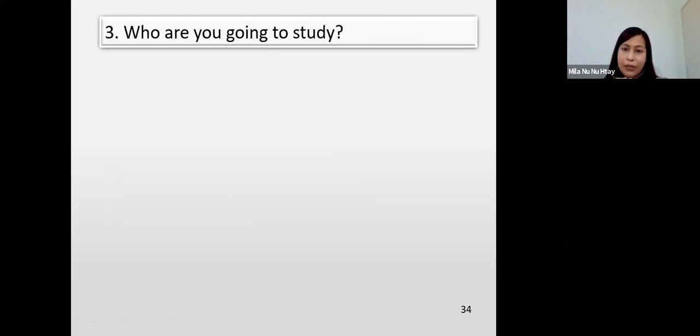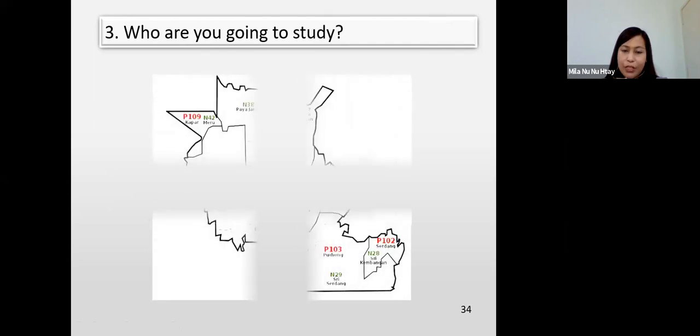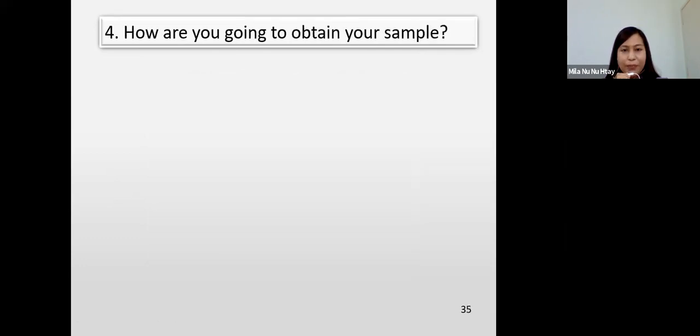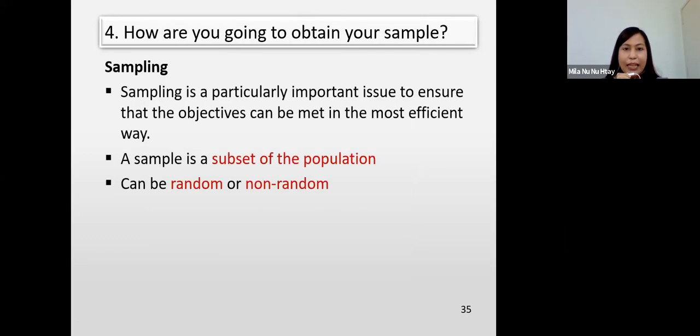Then who are we going to study? As I mentioned before, I decided on the defined population, for example, the Patlin district. So this is the area there. And then we also need to consider how we are going to recruit our sample.